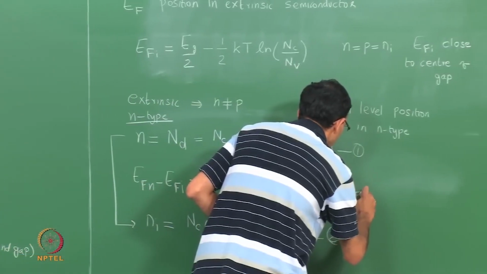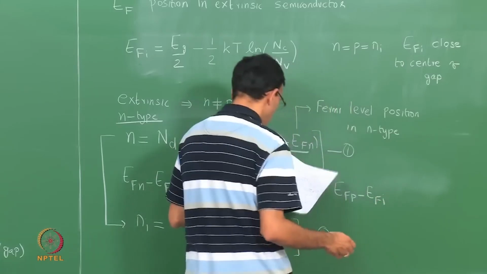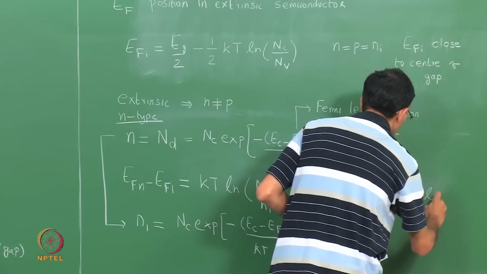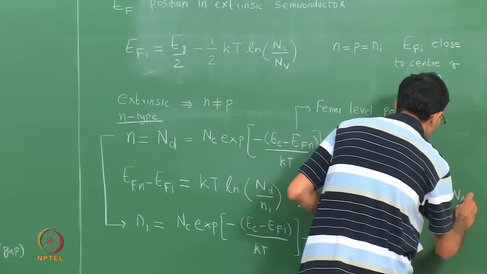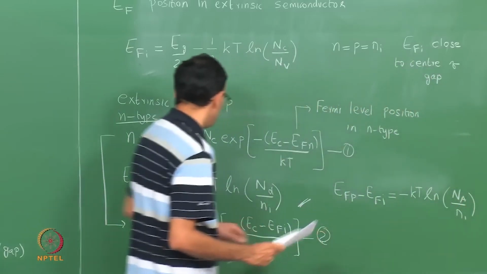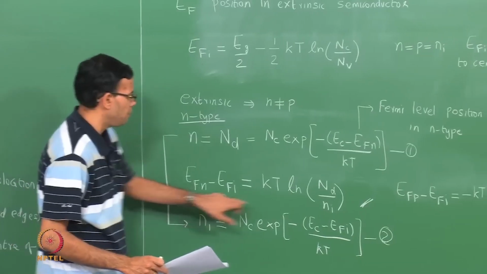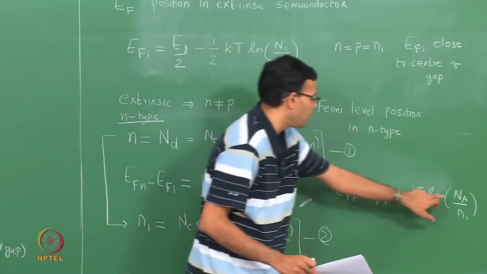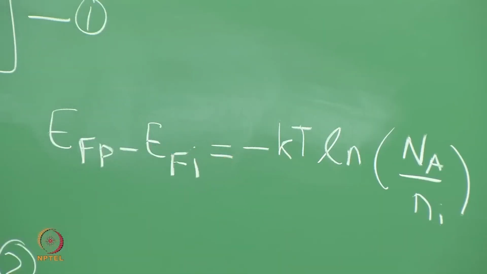You can write a similar equation for a p-type material as well. So, you have EFp minus EFi, which is minus kT ln of Na over ni. So, the expression is similar to this one, except that in an n-type we have the concentration of the donors, in p-type you have the concentration of acceptors, and there is a negative sign here.